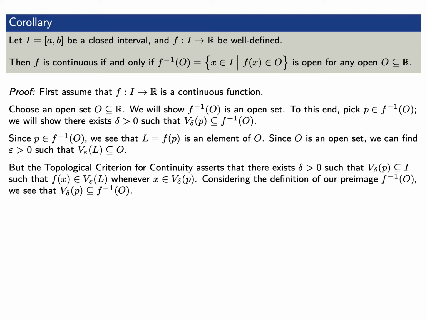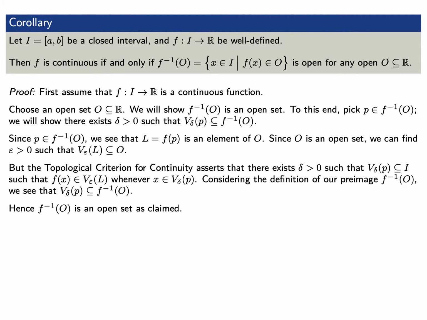But notice that this means that f(x) is contained in V_epsilon(L) whenever x is contained in V_delta(P). So using the definition of continuity and the definition of our preimage, we see that V_delta(P) really is contained in f^{-1}(O). This means that f^{-1}(O) is an open set, as we claimed.